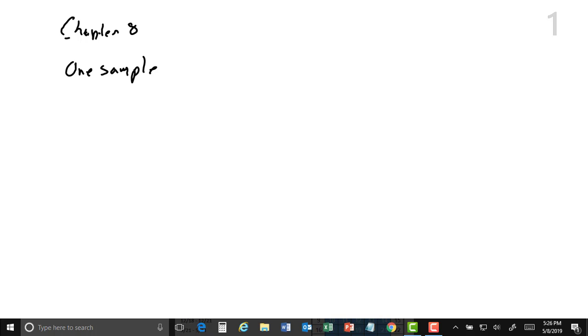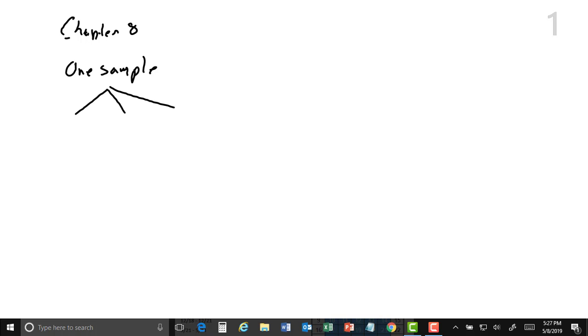Basically, on chapter 8, that'll be the hypothesis test of one sample. And with the one sample, it's easier, right? Because you only have one sample. So we're basically going to have three parameters that we're going to look at.